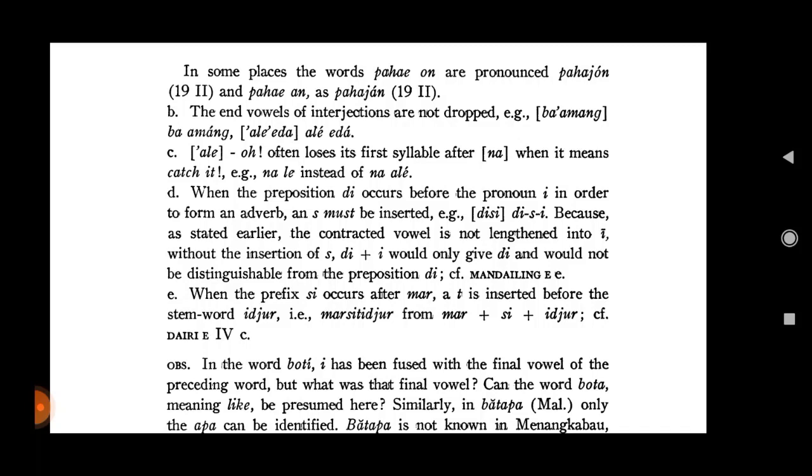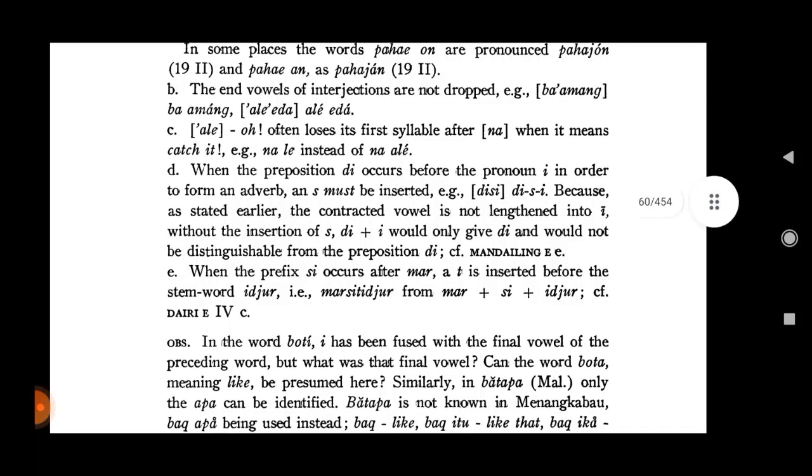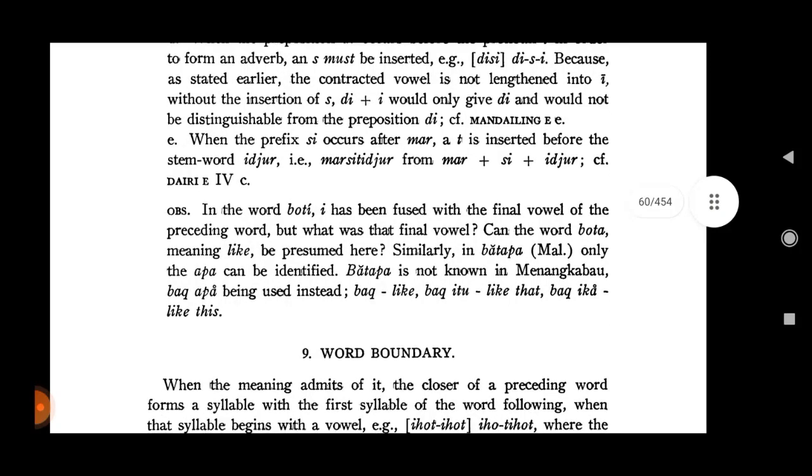When the preposition d occurs before the pronoun e, in order to form an adverb, an s must be inserted, igi dc, dc. Because, as stated earlier, the contractive vowel is not lengthened into e. Without the insertion of s, d plus e would only give d and would not be distinguishable from the preposition d, cf. Mandarin a. When the prefix e occurs after mar, a t is inserted before the stem word ijur, i.e. marsiti for mar si ijur, cf. Diary e for c. Ops.